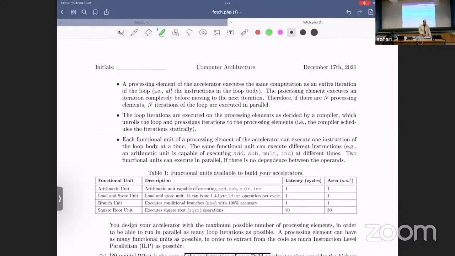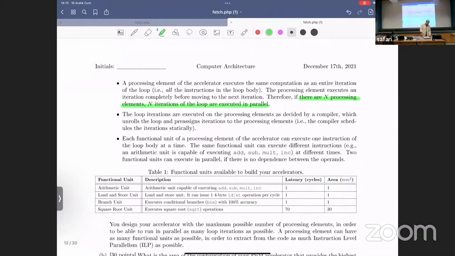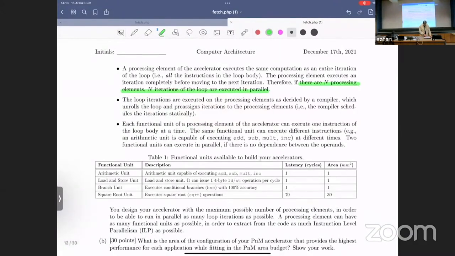And then it's saying here that the processing element is going to execute the same computation as the entire body of the loop. So there's no pipeline, you execute every single loop iteration in one step in the processing element. Therefore, if you have N processing elements, N iterations of the loop are executed in parallel. So as many processing elements as you have is the parallelism that you can extract from the loops. The loop iterations are executed on the processing elements as described by the compiler.